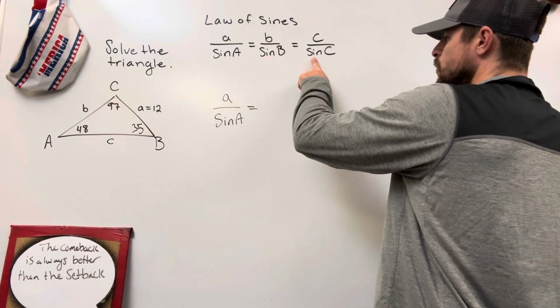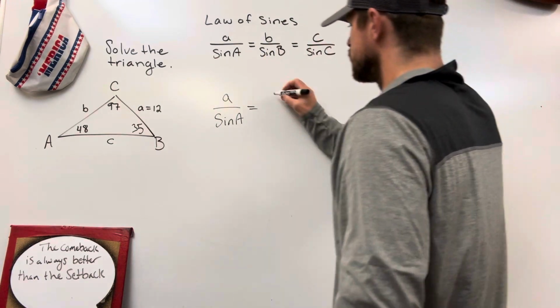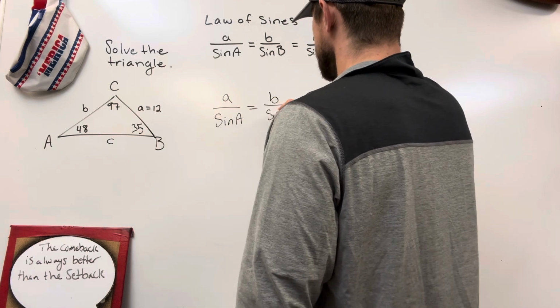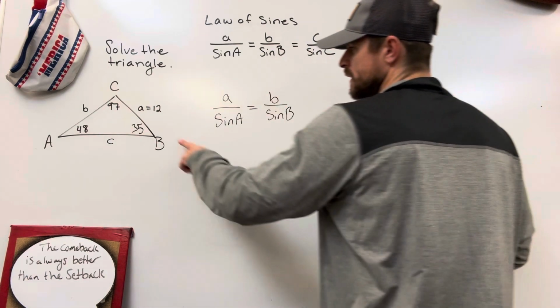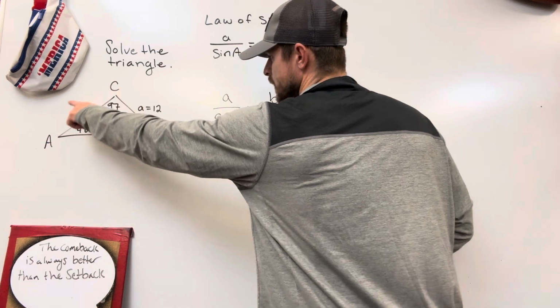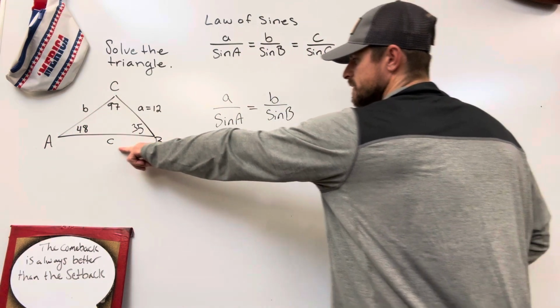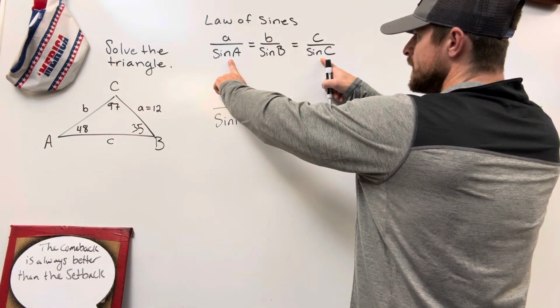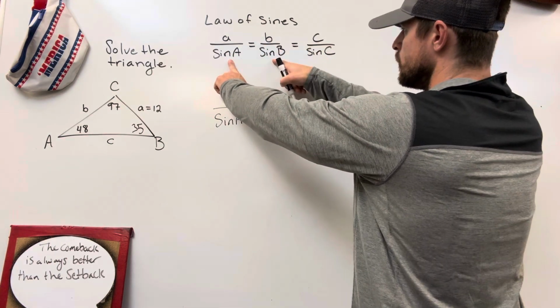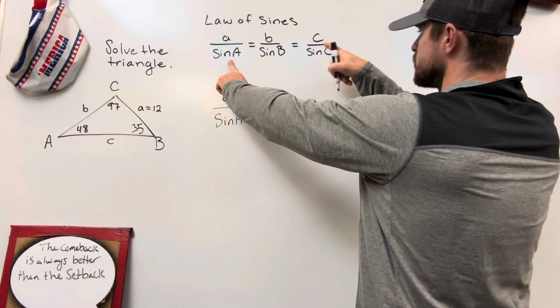These are all equivalent. They're all the same. So we could say b over sine B, and that's going to give me b. Then I'll know the distance of this side length here. But I'm also going to have to figure out the distance of side length c. So as we can see in the law of sines, a over sine A is equal to b over sine B, which is also equal to c over sine C.